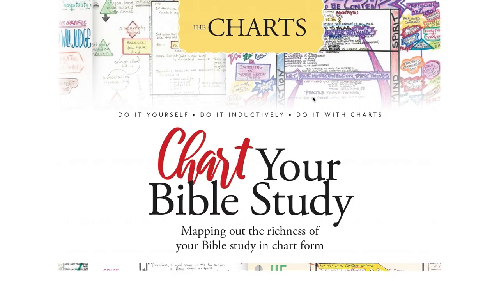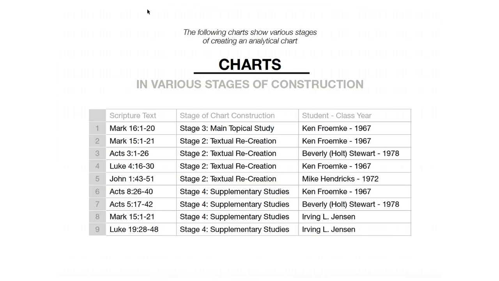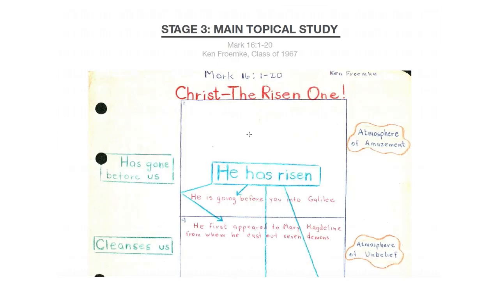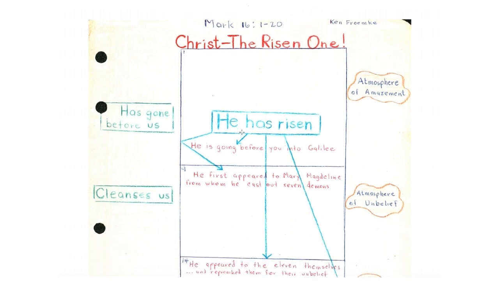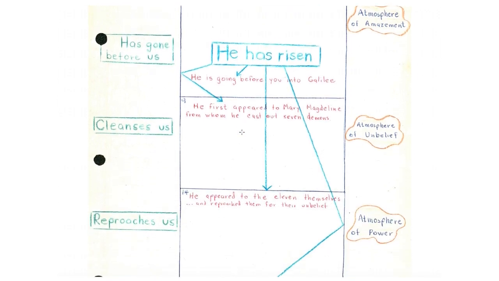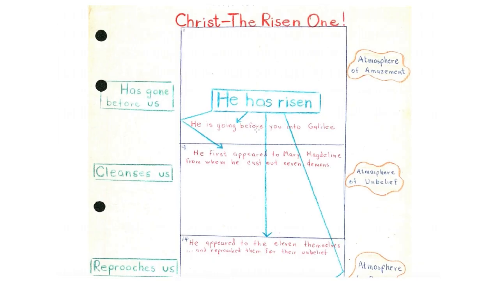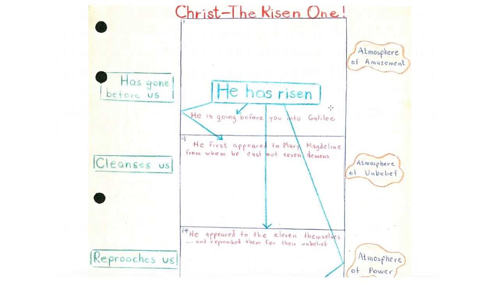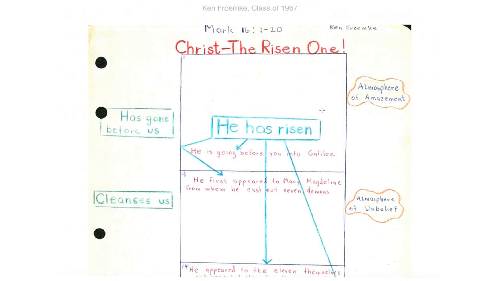First, we'll go again to page 13, the various stages of construction, and we have a sample by the same student that we saw in the talking text, Kim Fromke. So first, let's look at the key center here. This should always be the largest Bible text written within the frame. It's right here, He has risen. That's the key center. The master title at the top is just below the reference and always corresponds to the key center. Kim put it in her own words, Christ the risen one.